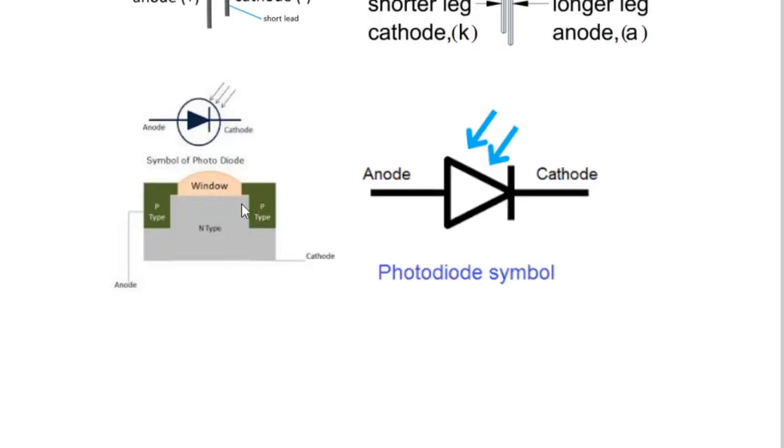So here there is a photodiode. What is a photodiode? A photodiode is a converter. What converter? An optoelectronic converter, meaning light is converted into an electric signal. Here there is p-type material on both sides, and this is the n-type material, and there is a window. For what purpose is this window given? When light falls on this structure, this diode starts conducting. So it is a photodiode. This is the symbol of the photodiode. Light is shown over here by the arrows.